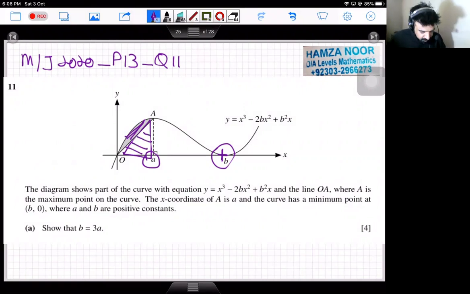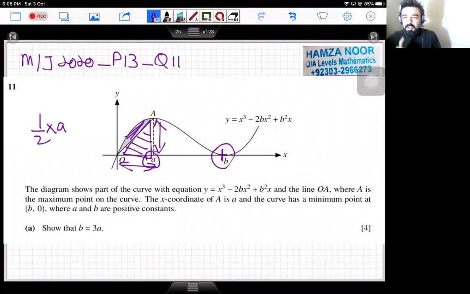Half into base into height. My base is a, isn't it? My base is a, but I don't know the height yet. So in order to find this height in terms of a, what I will do is simply substitute x is equal to a into the original equation in order to find the corresponding coordinate of y. Let's see how it is done.